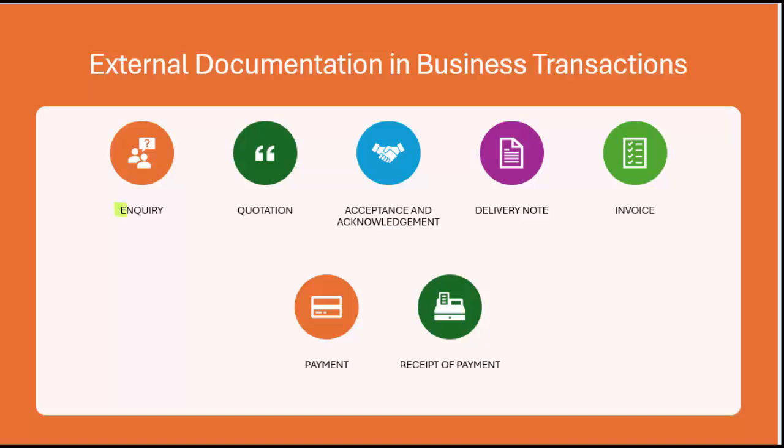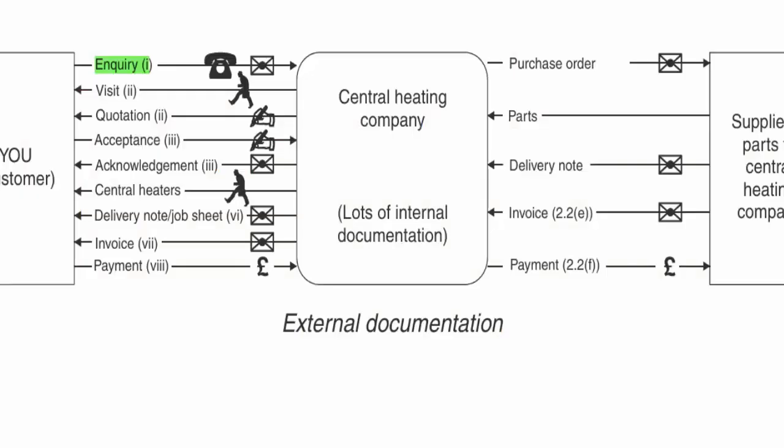1. Inquiry document. The first form of external documentation is the inquiry, which is generated when you contact the central heating company. This can be done via phone or written communication, letter, email. The purpose of the inquiry is to ask for information about the installation, and it sets the process in motion. Scenario: you reach out to the company to inquire about their services, either over the phone or by sending a letter or email, requesting details about the installation process.